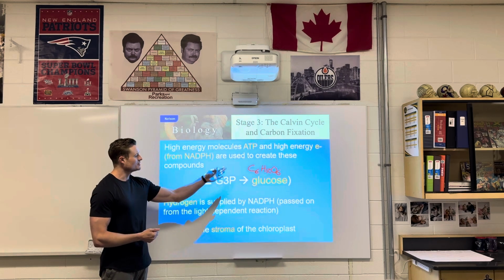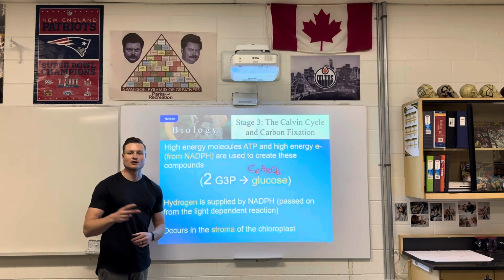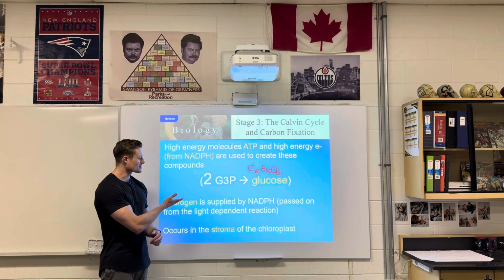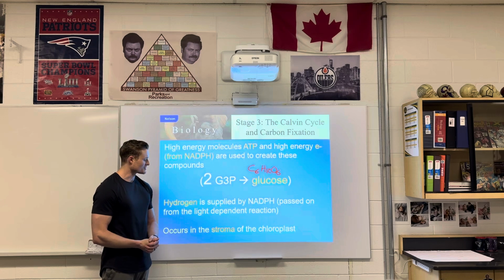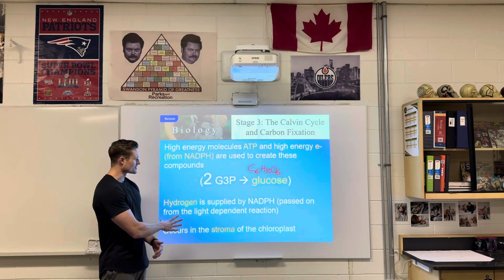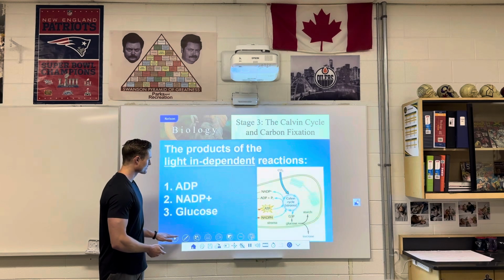The C, the carbon, and the O, the oxygen, come from CO2, carbon dioxide. You're going to get 6 carbons and 6 oxygens. And all of this, once again, takes place in the stroma of the chloroplast.